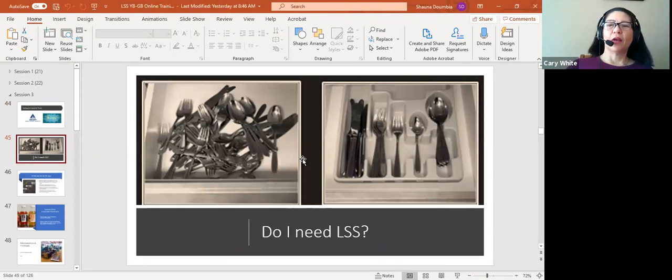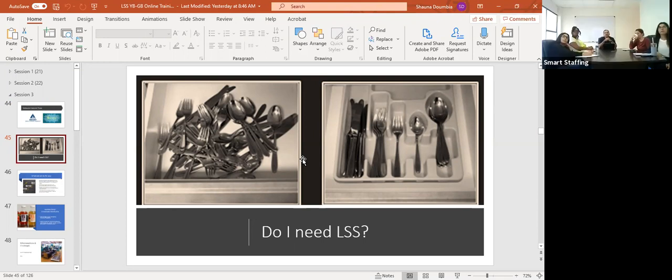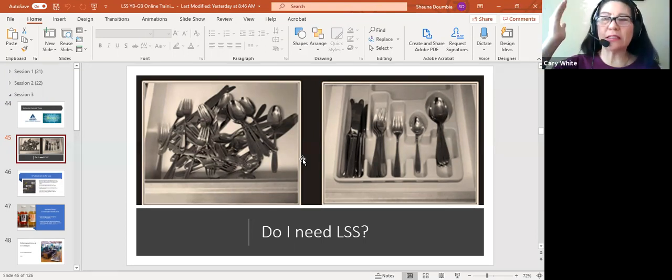So with this slide up, I've given away a spoiler. You all probably already use Lean Six Sigma already. Anyone have one of those things on the right in your silverware drawer? That's what Lean and Lean Six Sigma are about.